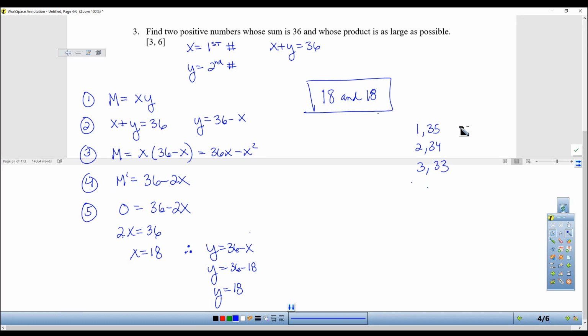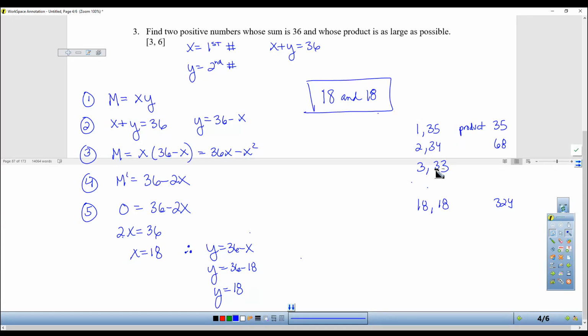But the product is only 35. The product is only 68. The product of 18 and 18 is 324. So that's the best product. And how did we get that? By making a constraint and figuring out the equation we wanted to maximize or minimize.